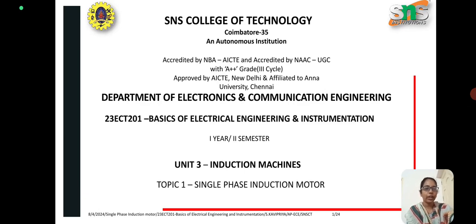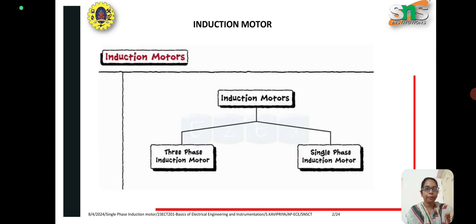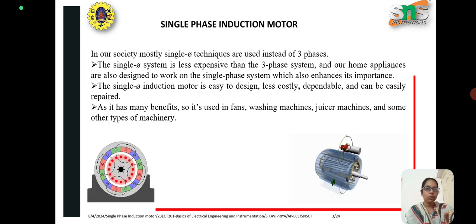Today I am going to deliver a topic: single phase induction motor. Single phase induction motor comes under the induction motor. Induction motor is classified into single and three phase.